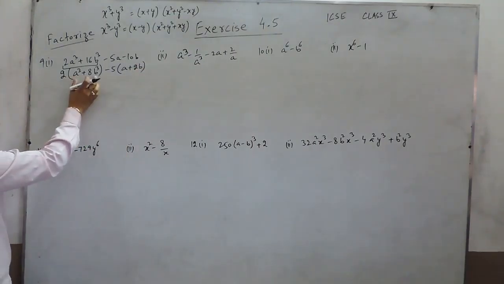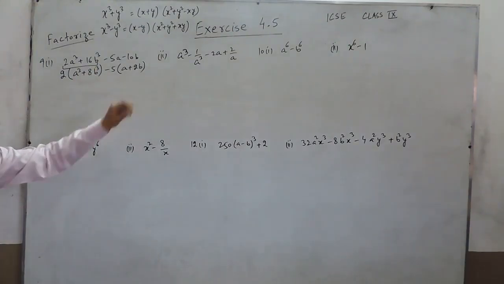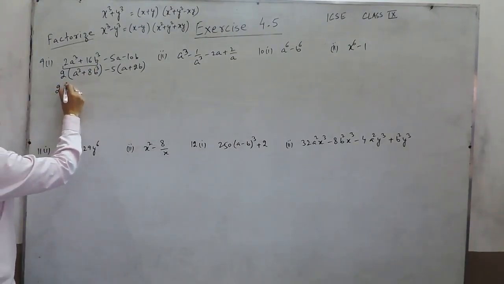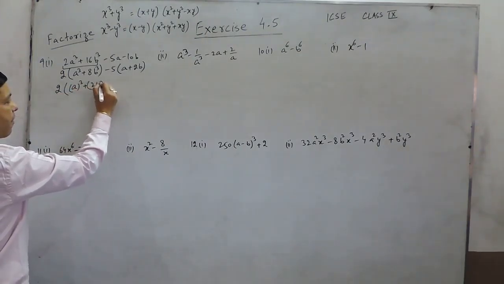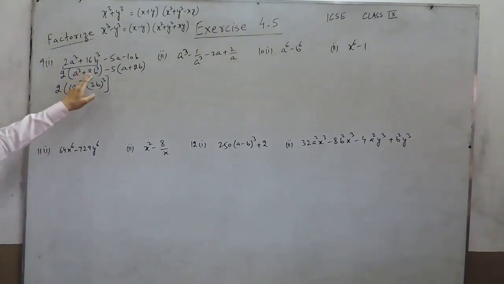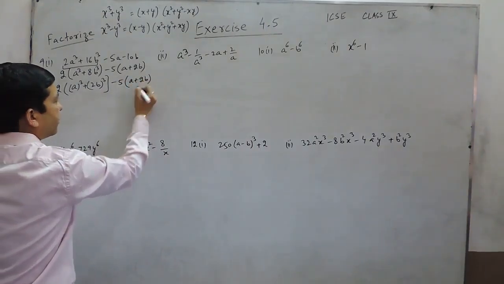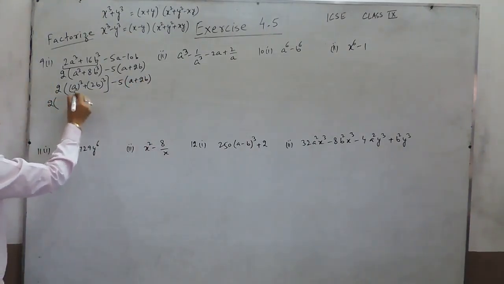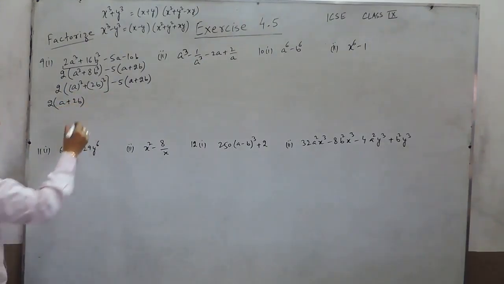Now we can say that this is also in the format of a cube plus 2b whole cube, and this is also a plus 2b, which we can take common at the end. It is a cube plus 2b whole cube. This is the change of a cube plus 8b cube minus 5 and within a bracket a plus 2b. When I solve this completely, a plus 2b will come out as the first factor.